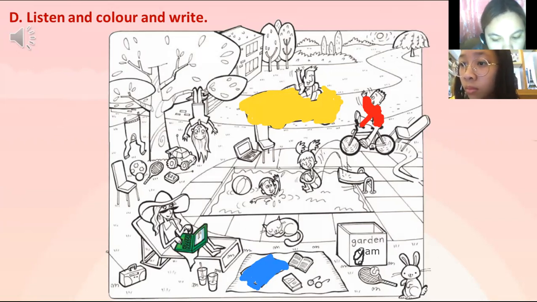5. Look, the woman's daughter is in the tree. She's good at climbing. Can I color her hair? Yes. You choose the color for her hair. How about brown?